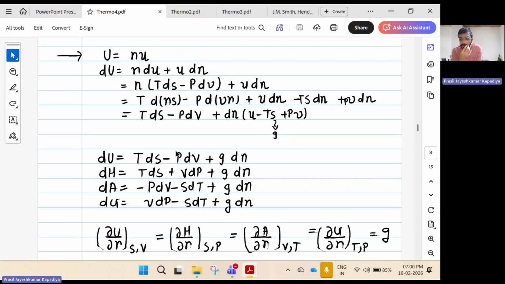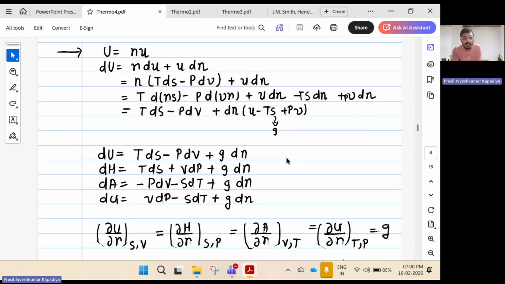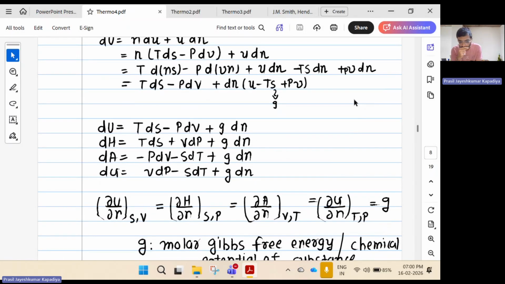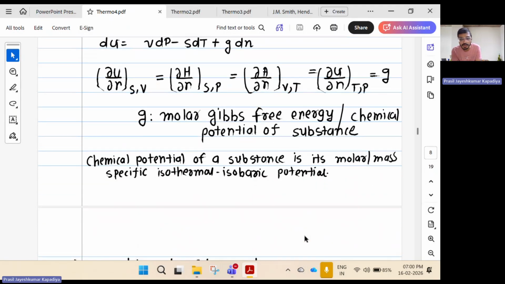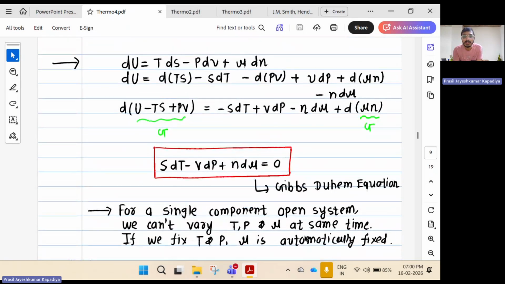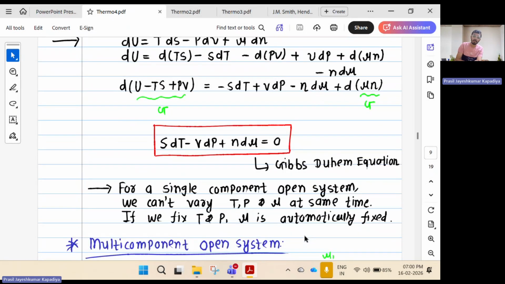For a single component open system, we only need to add this mu dn term, and we can find mu this way: del u del n at constant S,V equals del h del n at constant S,P equals del a del n at constant V,T, and del g del n at constant T,P is nothing but the molar Gibbs energy, which is called chemical potential. From there we derived the Gibbs-Duhem equation, a very important equation, which says that S dT minus V dP plus n d mu is equal to 0. So we cannot vary T, P and mu all three at the same time. If we fix T and P, mu is automatically fixed. This is really very important.